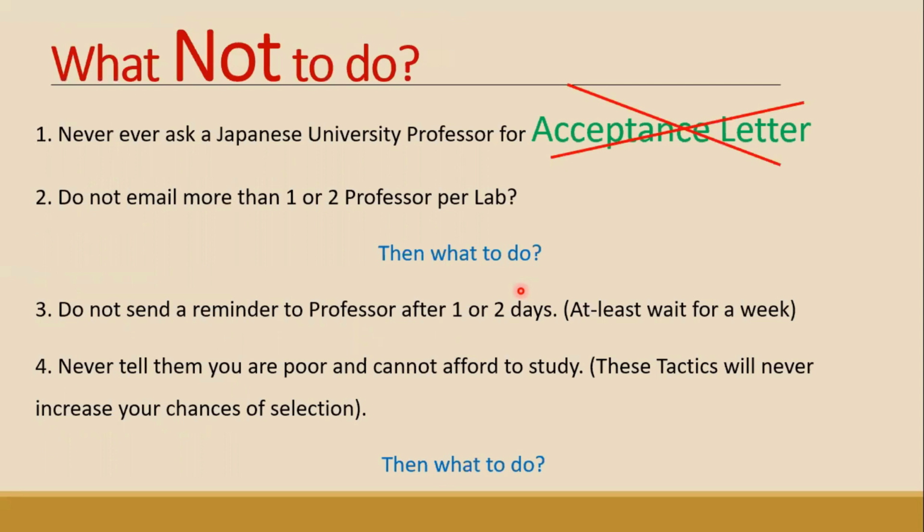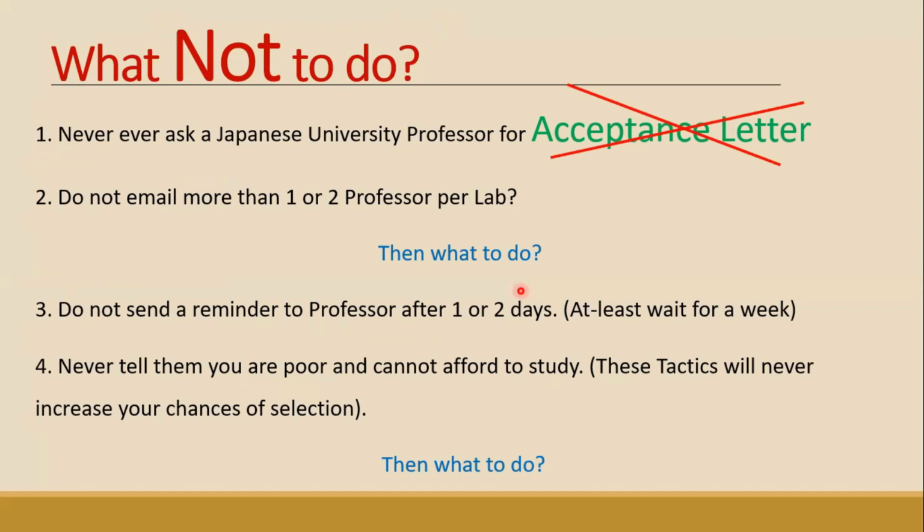So what not to do in this? Never ever ask a Japanese university professor for an acceptance letter, because this is not a criterion. That is what the Chinese government scholarship does. In the Chinese government scholarship, you just email the professor and take an acceptance, and then apply to the login portal and submit the acceptance letter as a supporting document. But here, the scenario is quite different. You don't need any letter from your professor stating that you are accepted in your lab. This is not a requirement.